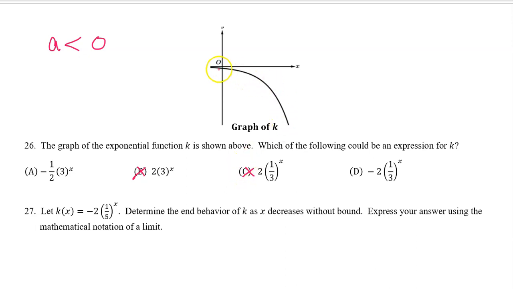We also notice that as we go from left to right, the curve is getting further away from 0. That tells us that the b value, the number that has the exponent, must be greater than 1. So between these two, we see that the answer will be A. The b value is greater than 1, so the answer is A.